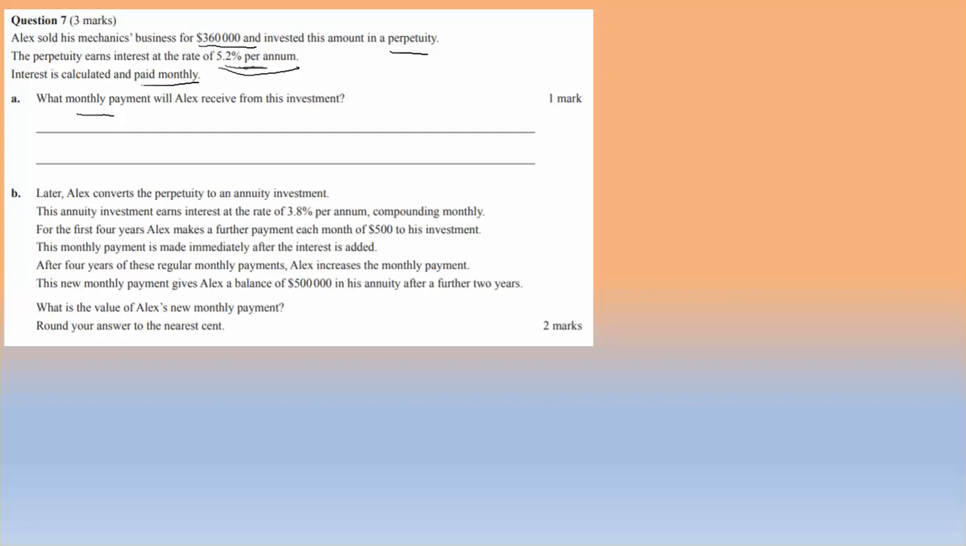So this is per annum and this is monthly, so I'm going to have to get my monthly rate. So 5.2 over 12 to get the monthly rate, and that'll be a percent. I want to work out what that percentage is of 360,000. So divide by 100 times 360,000. That in your calculator. You've got a CAS, you can do that nice and easily.